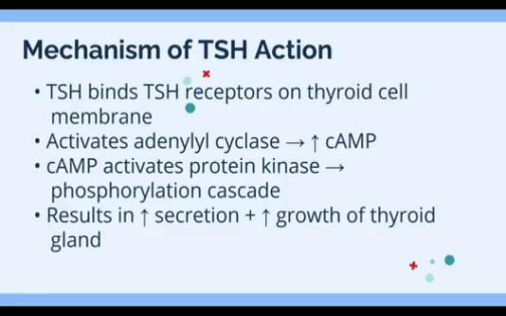The mechanism of TSH action. TSH binds to TSH receptors on the thyroid cell membrane. This activates adenyl cyclase, so it increases cAMP, and this cAMP activates protein kinase. This activates the phosphorylation cascade. So this action results in increased secretion and growth of the thyroid gland.